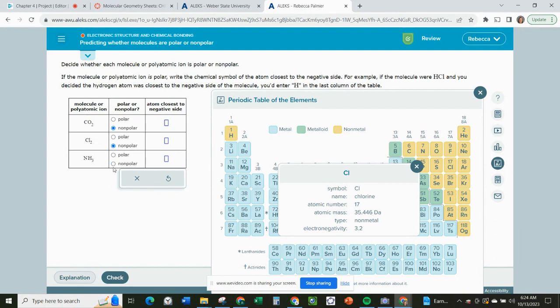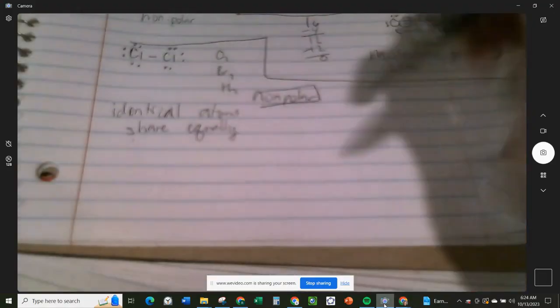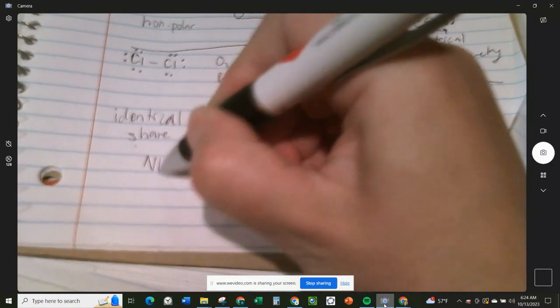Okay, the next one is NH3. That is ammonia. So let's quick draw that one. Let's see. So we've got NH3.